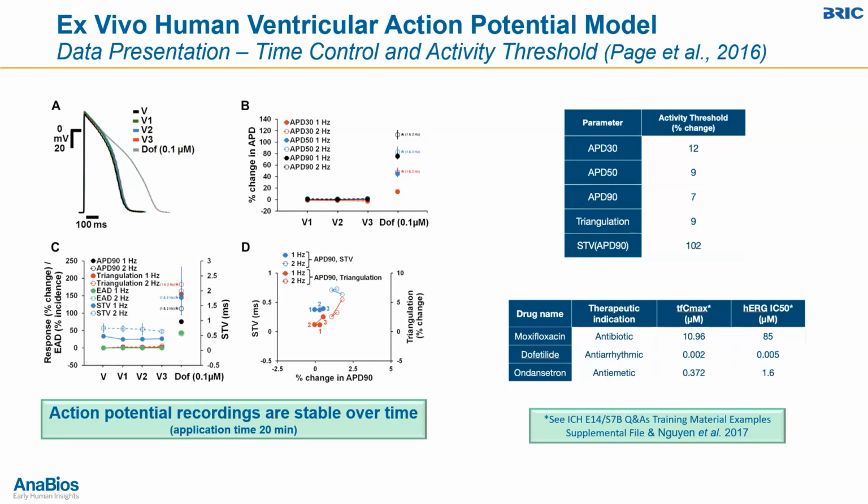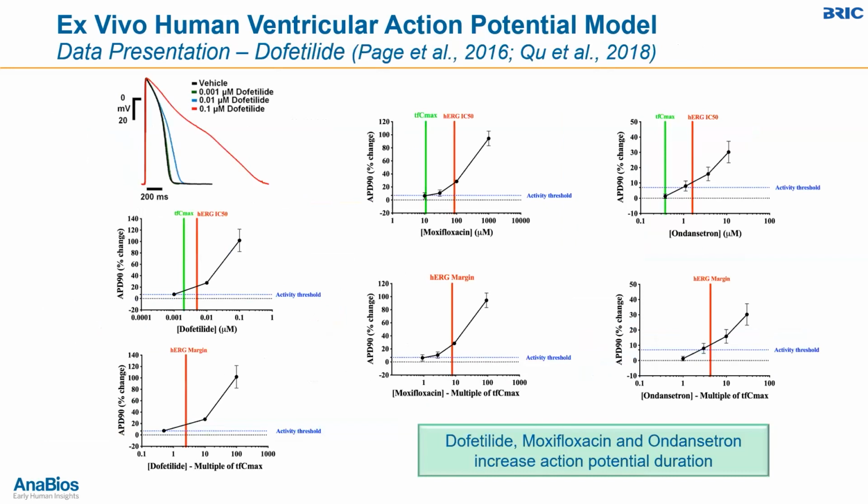And these 3 compounds are moxifloxacin. As you know, moxifloxacin is a compound used in thorough QT studies in clinical trials. We will show data with dofetilide and ondansetron, which are also known to prolong the QT interval and be associated with torsadogenic potential. As you can see on these slides, we are presenting the change in APD90 duration of the action potential relative to concentration and also relative to multiple of the therapeutic free Cmax.